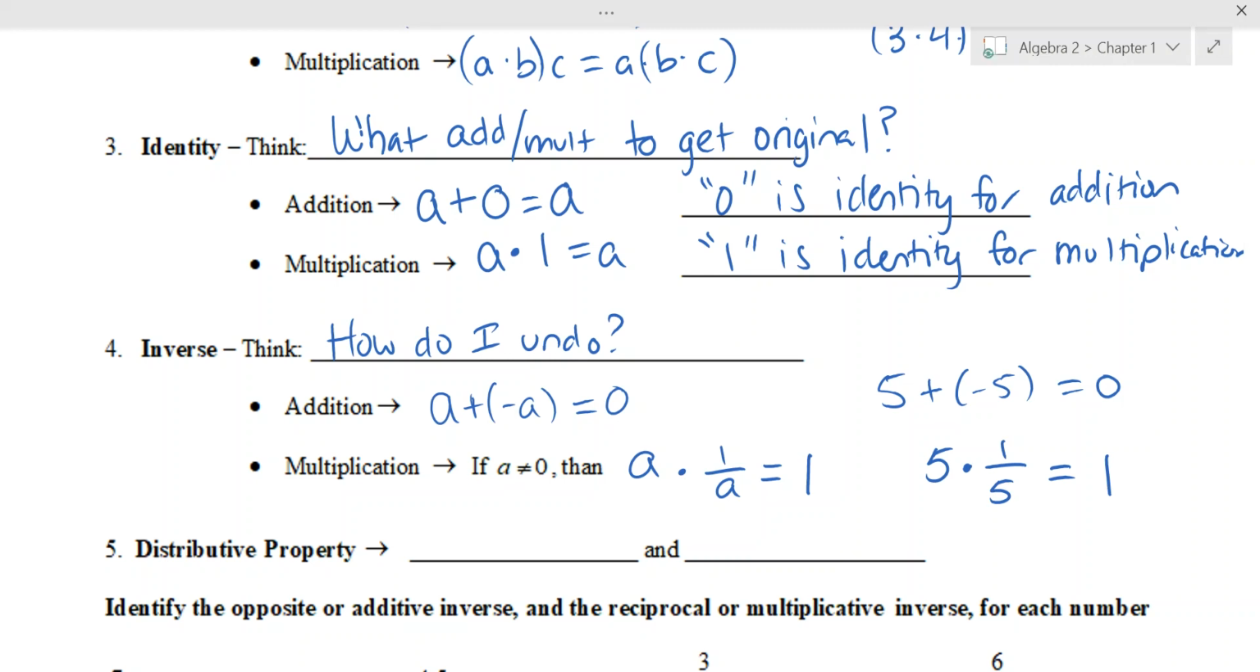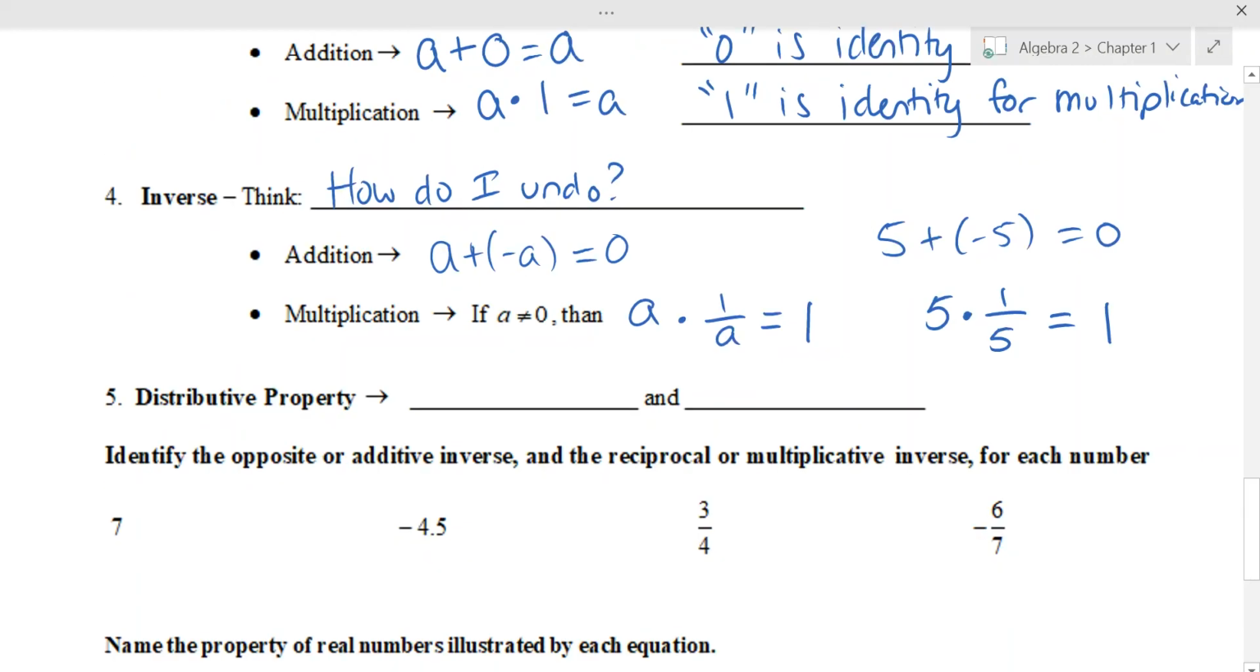Last but not least is the one you're probably most familiar with, the distributive property. I have A times B plus C. We know that that is AB plus AC. All we do is distribute that A to both terms. And you could also have written that something like A plus C times B, and that would also be AB plus BC. Notice they're written in alphabetical order.